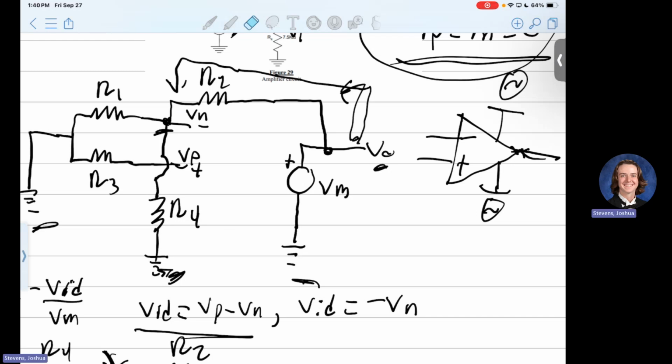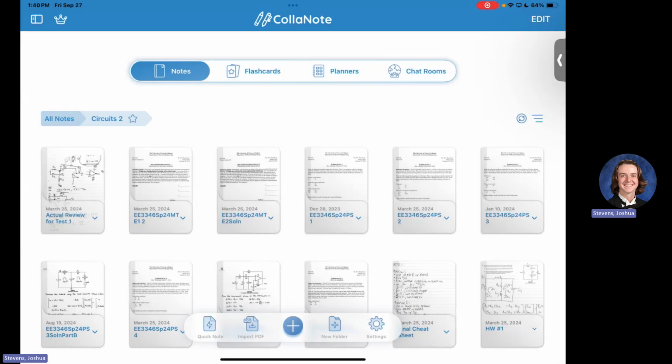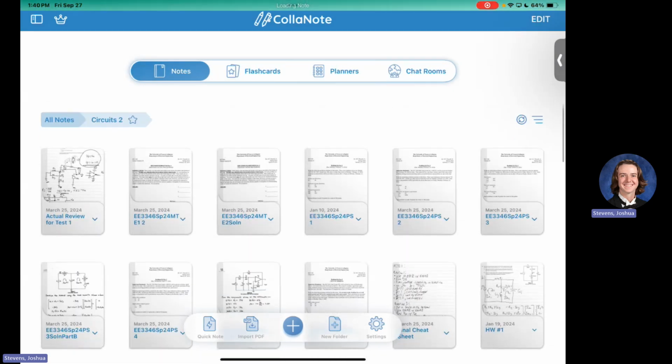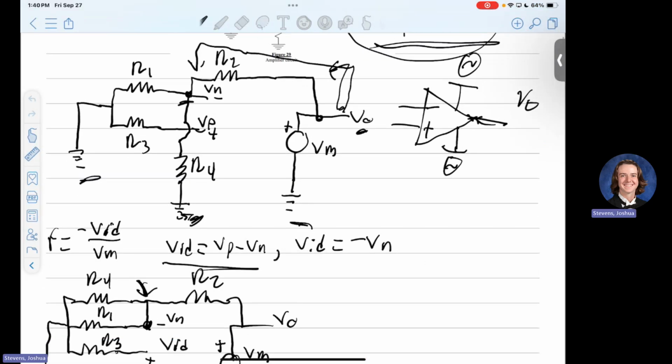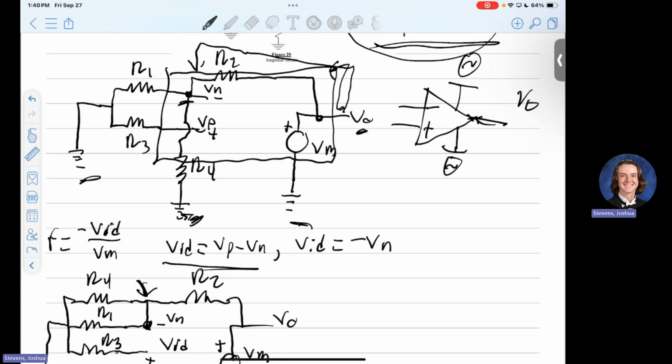Yes, as in when we redraw the circuit, yes. This is just this block here. This block here, minus the resistor, is the ideal op-amp model. Thank you. So that's what we redraw. Did that answer your question enough?